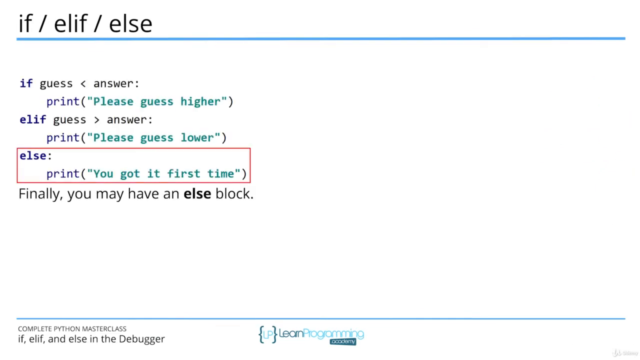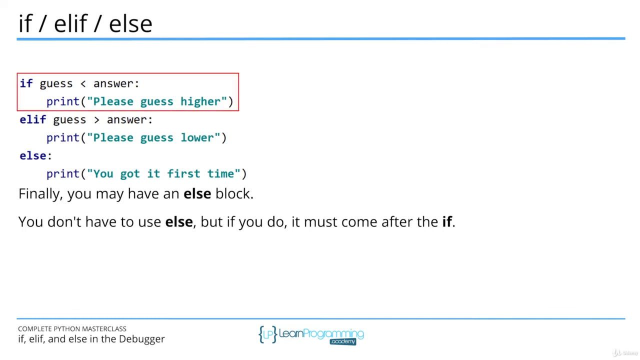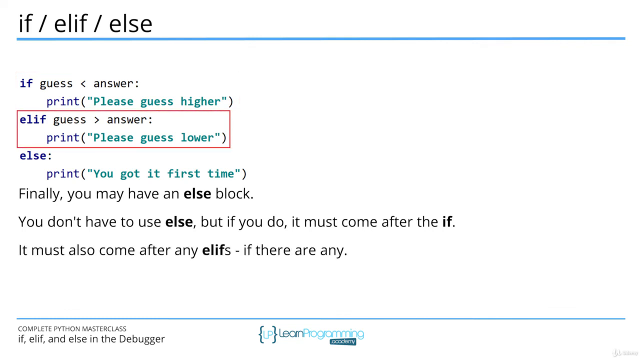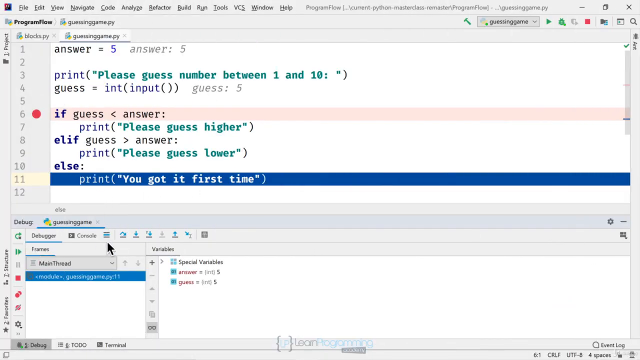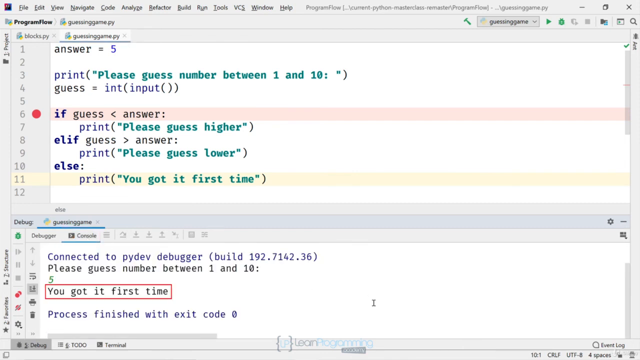And finally, you may have an else block. You don't have to use else, but if you do, it must come after the if. And it must also come after any elifs if there are any. Alright, so we're back in the code here, and I'm going to click on step over one more time. Program's ended, click on the console tab, and you can see you've got it first time is outputted to the screen.